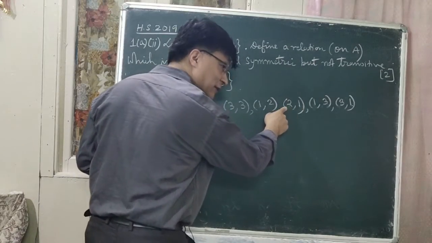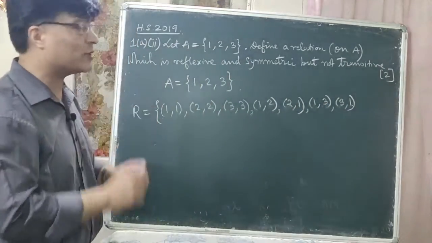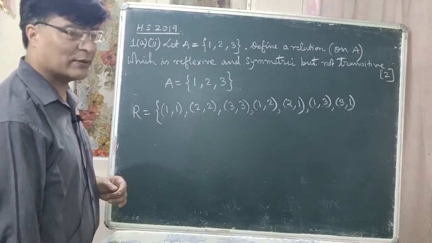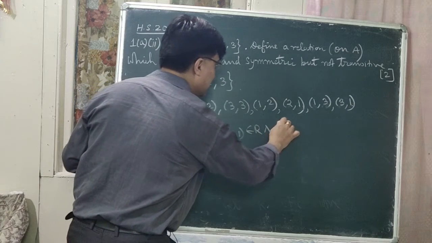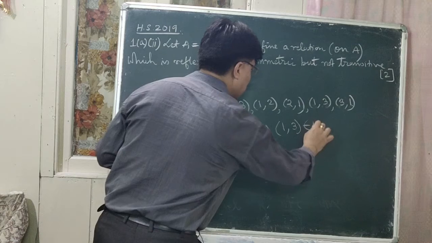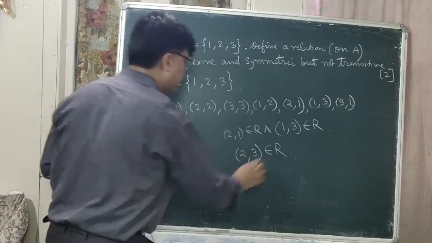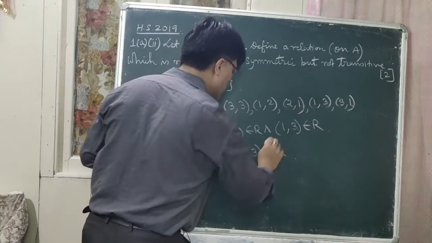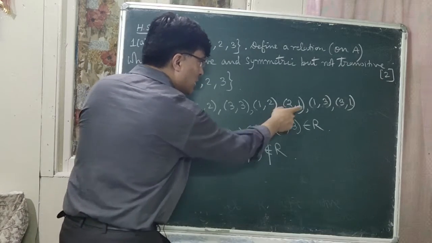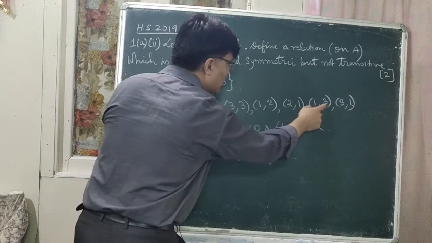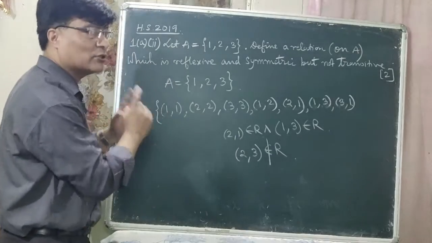2 comma 1 is in the relation, 1 comma 3 is in the relation, but 2 comma 3 is not in the relation, that is, it is not transitive. So now I think you have understood it. That is, 2 comma 1 belongs to the relation R and 1 comma 3 belongs to the relation R. Does 2 comma 3 belong to the relation R? There is no 2 comma 3. 2 comma 1 belongs to the relation R, 1 comma 3 belongs to the relation R, but 2 comma 3 does not belong to this relation R, so it is not transitive.